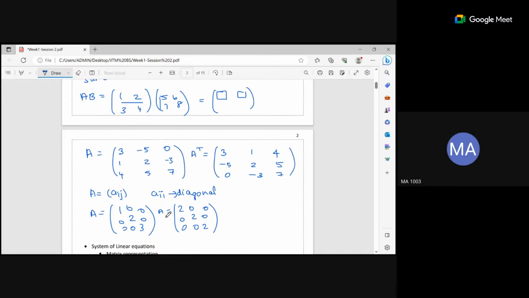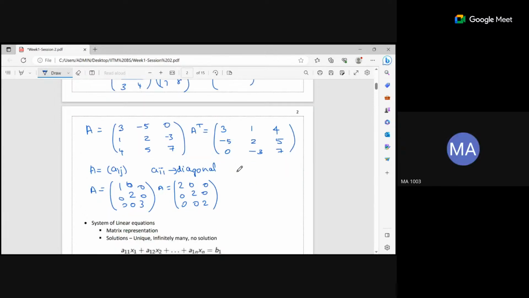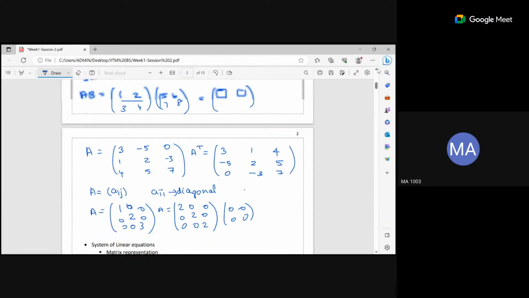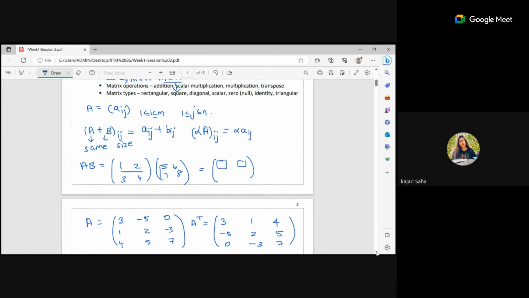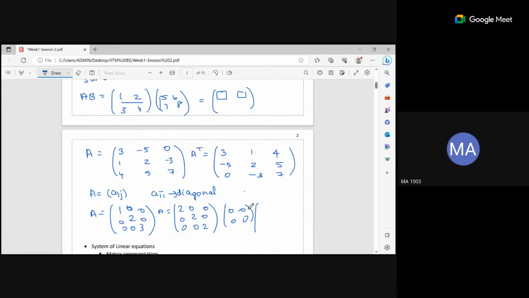Okay. What is a zero or null matrix? All the elements are zero. So this is an example of a zero or null matrix. And what is an identity matrix? The diagonal elements are one and all the others are zero. Can you say whether an identity matrix is any one of these previous types? No, ma'am. Not any of the previous types? Sure.